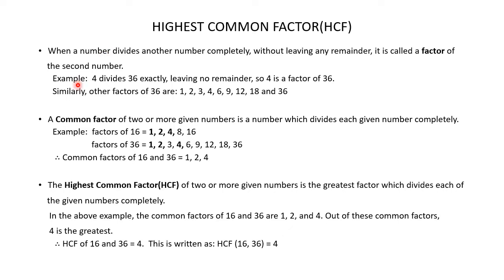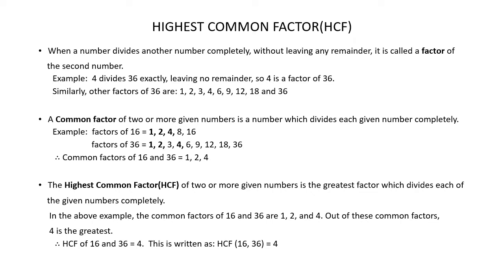Let's understand this with an example. 4 divides 36 exactly, leaving no remainder. So 4 is a factor of 36. Similarly, 36 has other factors like 1, 2, 3, 4, 6, 9, 12, 18 and 36. All these numbers also divide 36 exactly, leaving no remainders. So these are also the factors of 36.